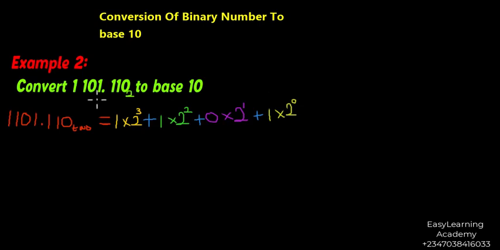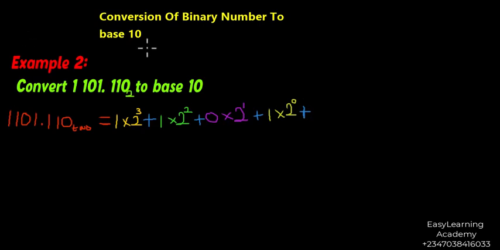Since we are done with the whole number part, we will now get to the decimal part. The decimal part will have negative power, and it's going to begin with the highest negative power. After 0, the highest negative power will be minus 1. So we pick for this, and that will be 1. Let's bring down our plus sign.